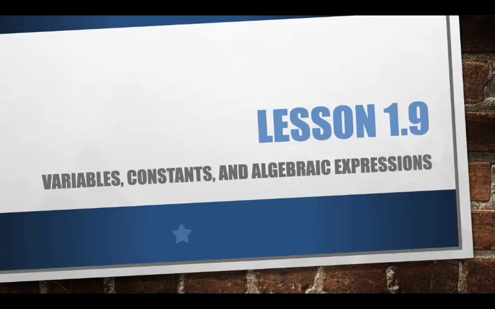All right, we're going to do lesson 1.9. We're going to talk about variables, constants, and algebraic expressions. I need you to get out your algebra book and open it to page 33 for all of you who have the workbook parts. But if you have the textbook, it's section 1.9, and it's pretty close to the beginning, okay?